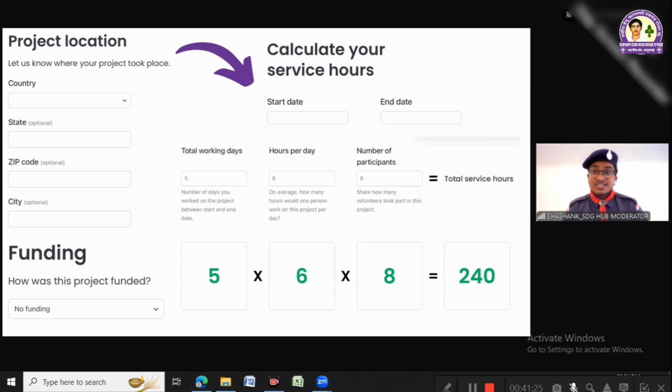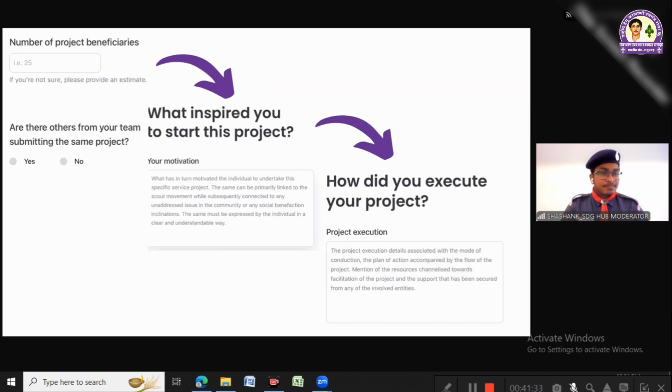Moving forward, we will say how many number of people have benefited from your project. And this is where we can put large numbers if applicable. For example, I have done an afforestation drive in a nearby village. I and my patrol, that is 8 members, have gone there. But because of the project, the entire village, which has more than 600 people, is benefited. So I can mention 600 people have benefited from my project.